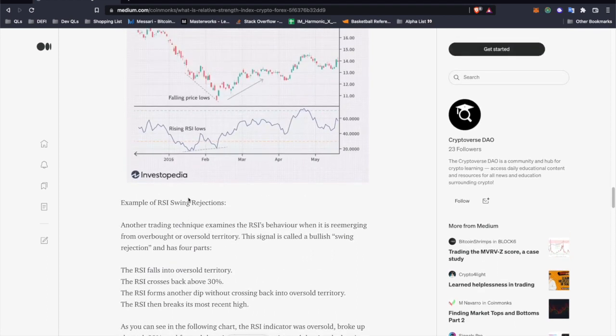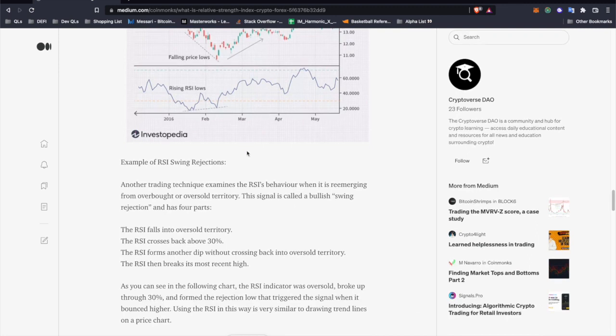Swing rejection. Another trading technique examines the RSI's behavior when it is re-emerging from overbought or oversold territory. This signal is called a bullish swing rejection. It's got four parts. The RSI falls into oversold territory. The RSI crosses back above 30%. The RSI forms another dip without crossing back into oversold territory. Without crossing, right? It forms another dip.